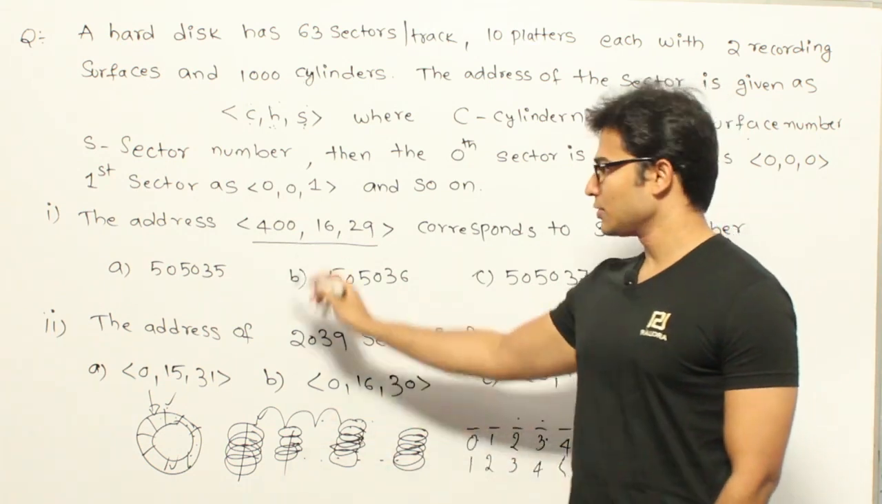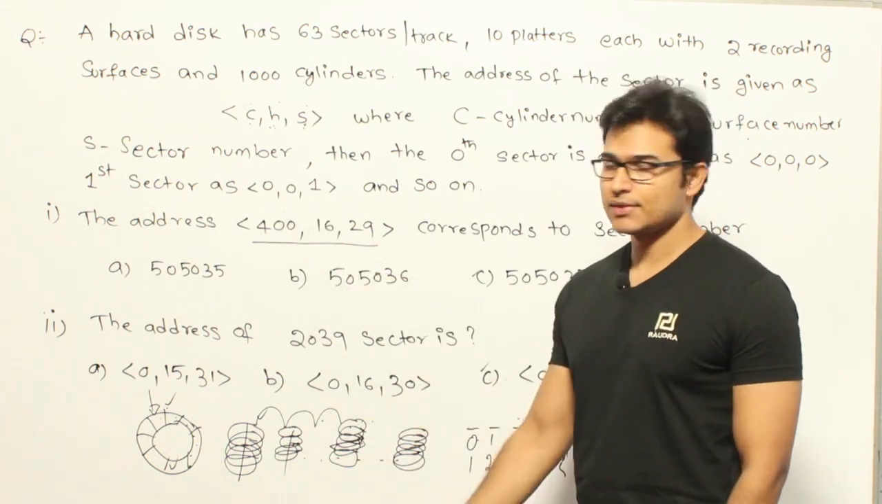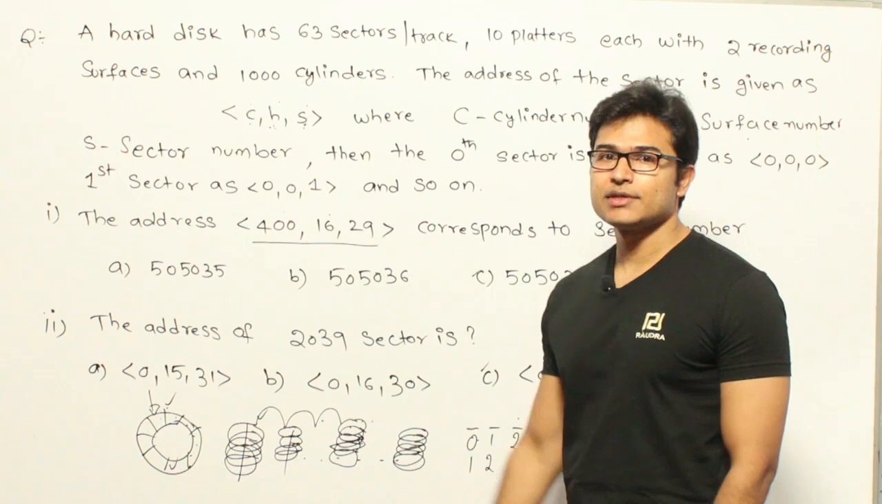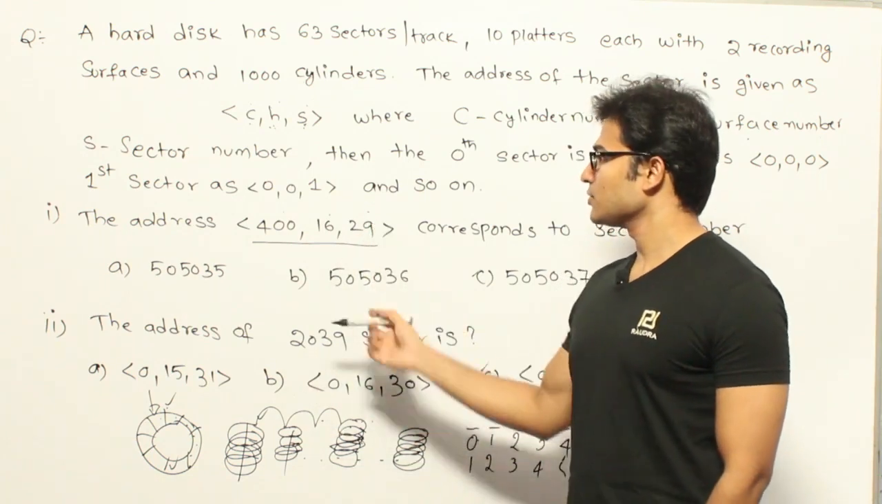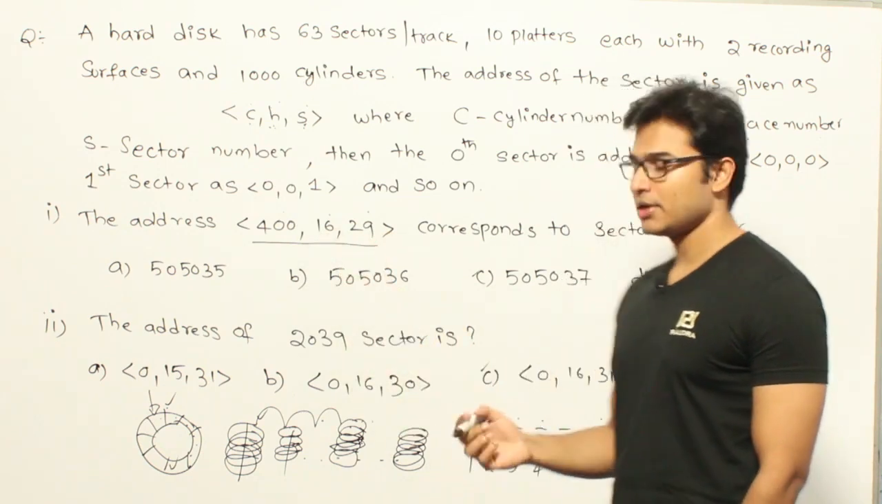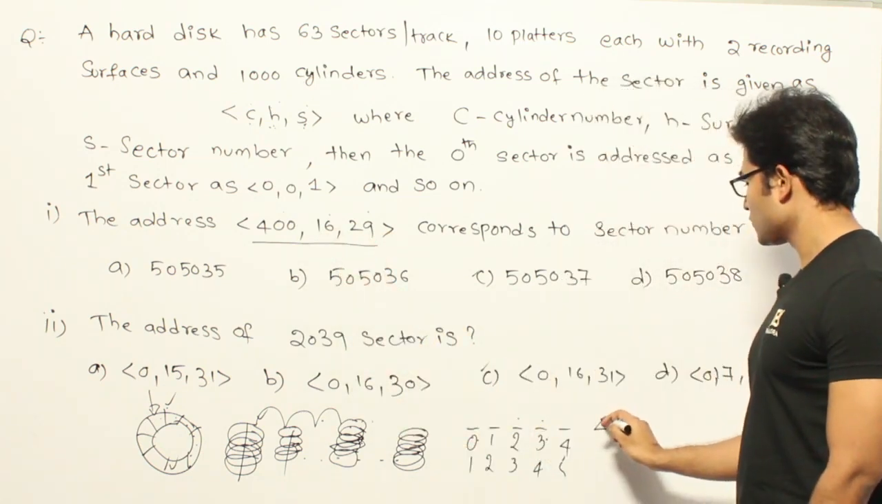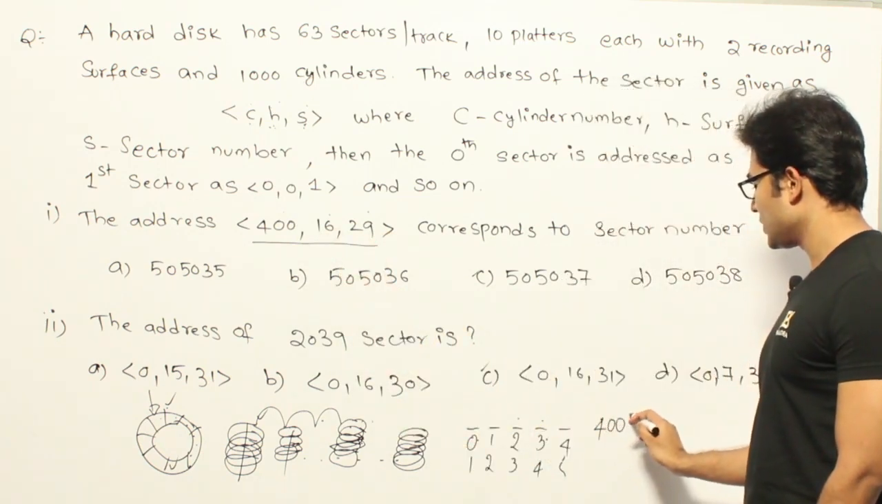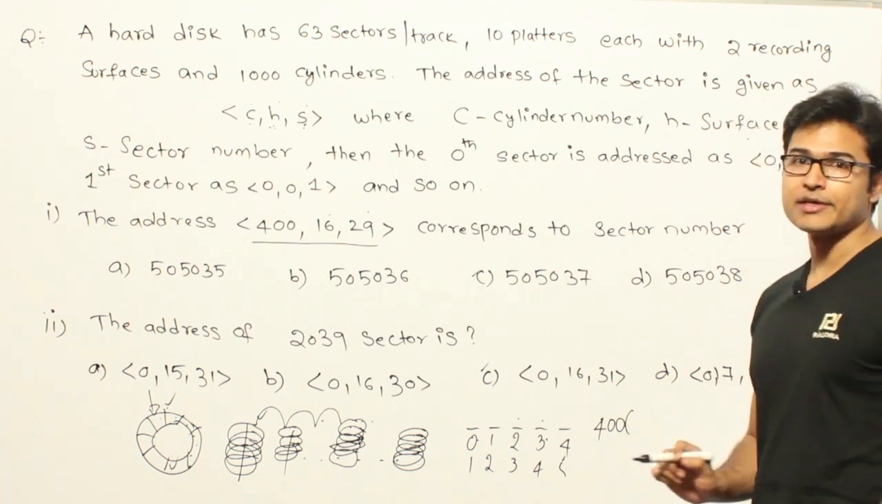What does this address mean? You have to cross 400 cylinders and then 16 surfaces and then 29 sectors in order to reach our sector. Then our sector is going to be that number. Got it? Okay. So if I have to cross 400 cylinders, how many sectors will be there in 400 cylinders?